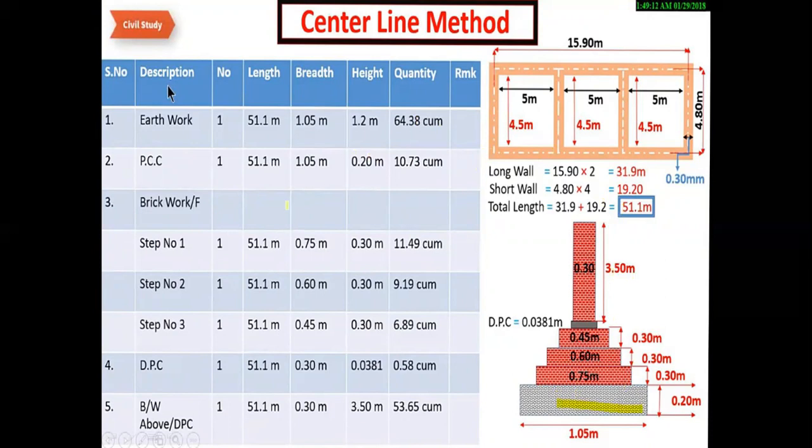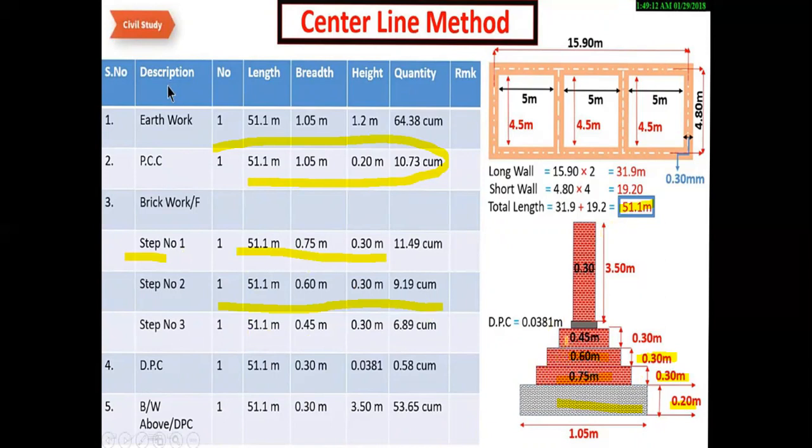CC bed, substitute 51.1.05 and height is 20 meters. Next, first footing breadth 0.75 and height is 0.3, substitute and length is 51.1 meters. Second footing 0.60 and 0.3, substitute and length is multiply with length and breadth and height, 9.19 cubic meters.